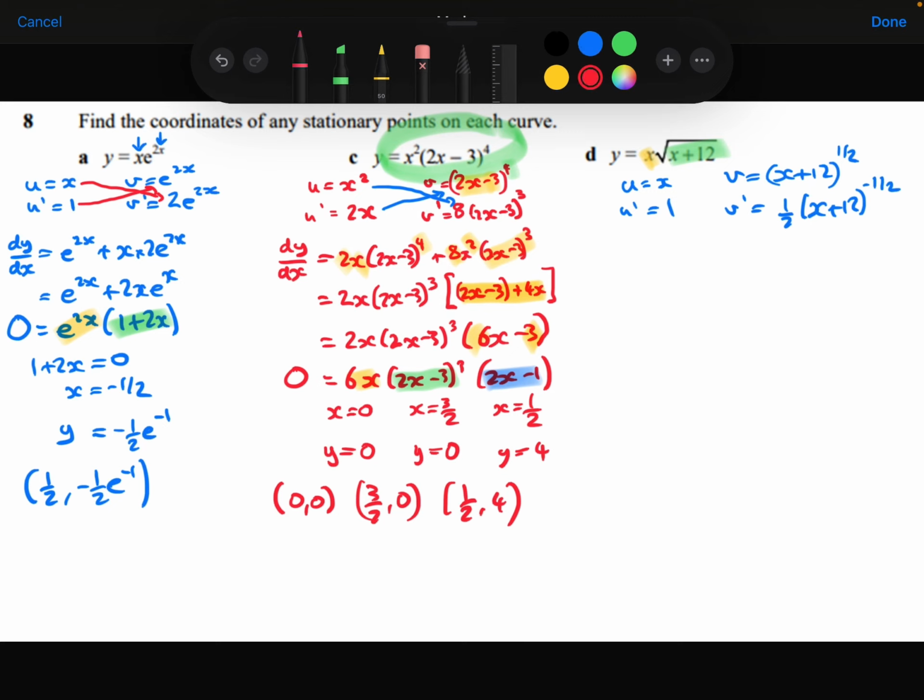Applying the product rule now then, so u dash times v plus v dash times u. So 1 times x plus 12 to the power of 1/2 plus x times 1/2 times x plus 12 to the power of minus 1/2. I'm going to simplify this, so I'm going to take that negative power there and I'm going to write that on the bottom.